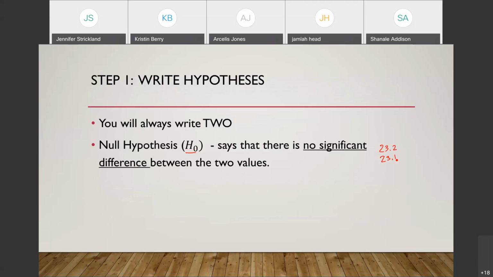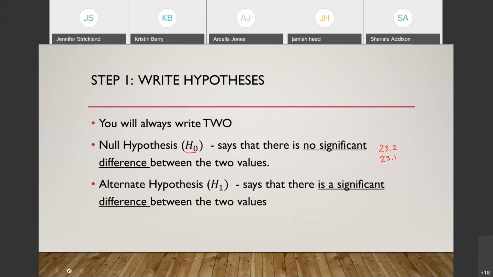All right. The other hypothesis is called the alternate hypothesis. This one we're going to use H1 as a symbol. And that says there is a difference between the 2 values.